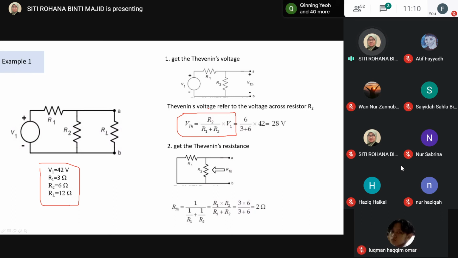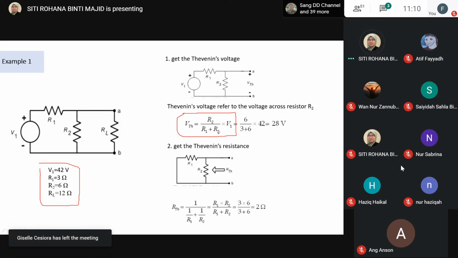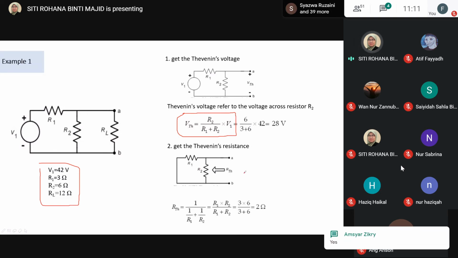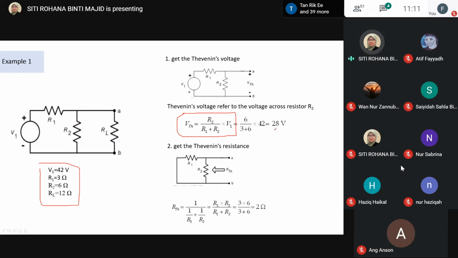Okay, so why R2 over R1 and R2? Is it series or parallel? Series. We want to find the voltage in R2. Correct. So that means you have learned this one in matriculation, right? Correct or not? Okay.